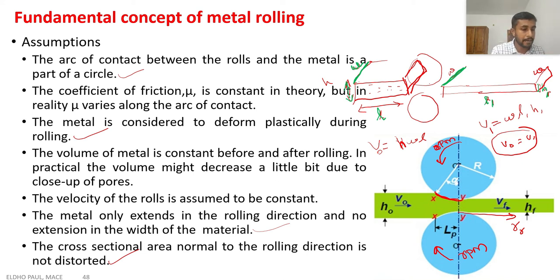If you multiply W and H, and here W into H1, the cross section area will change, but the shape of the cross section area will not change. That is also another assumption during the rolling process.